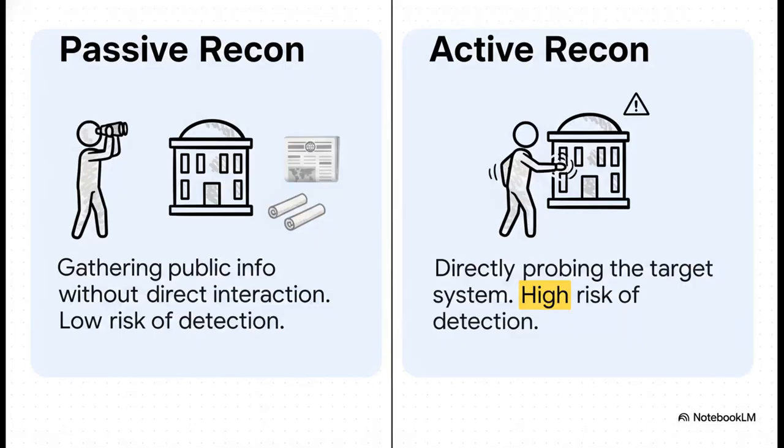Now, reconnaissance basically comes in two flavors. You've got passive recon, which is like digging up public blueprints or reading news articles about our target. It's totally safe, super quiet, and nobody even knows you're looking. But then there's active reconnaissance, and that's what we're digging into today. This is like walking right up to the building in the middle of the night and literally trying every single doorknob. Yeah, it's way riskier, but the info you get is gold. It's direct, it's accurate, it's real-time.